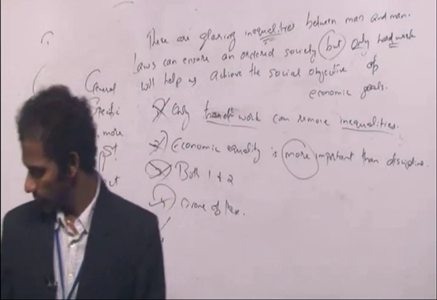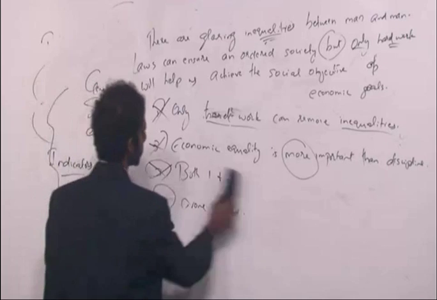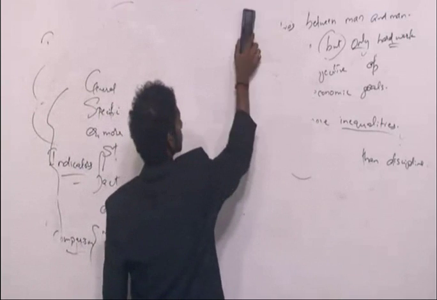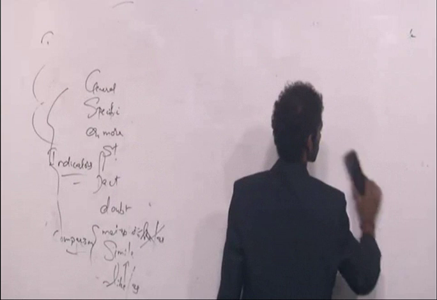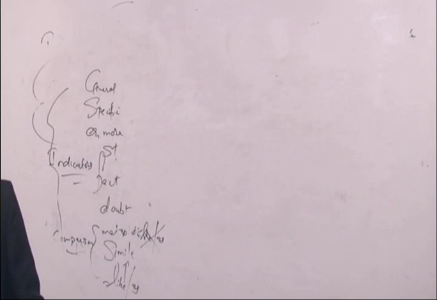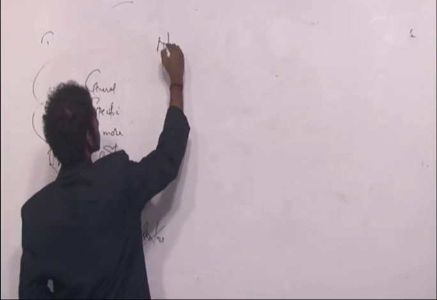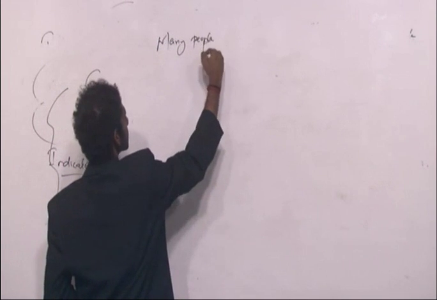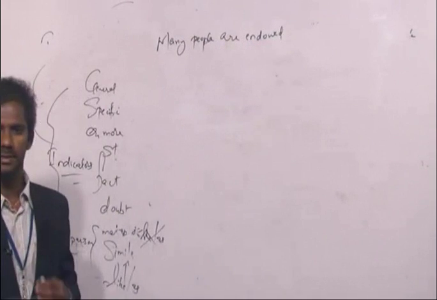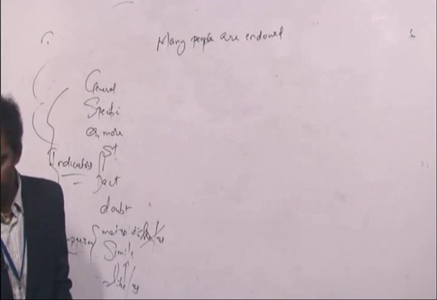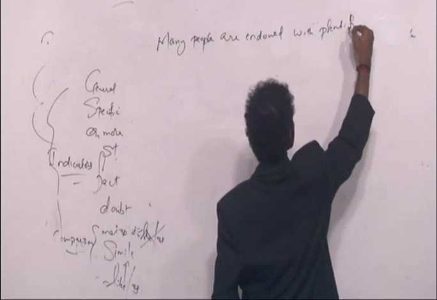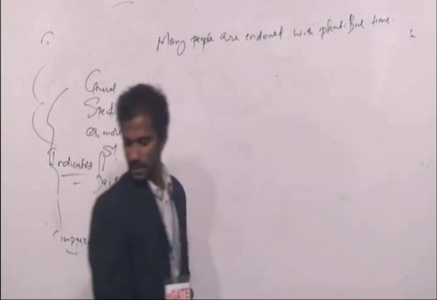Fine. One more question I'll give. You may take down this question. Many people are endowed. Endowed means what? Blessed, gifted, etc. Many people are endowed with plentiful time.